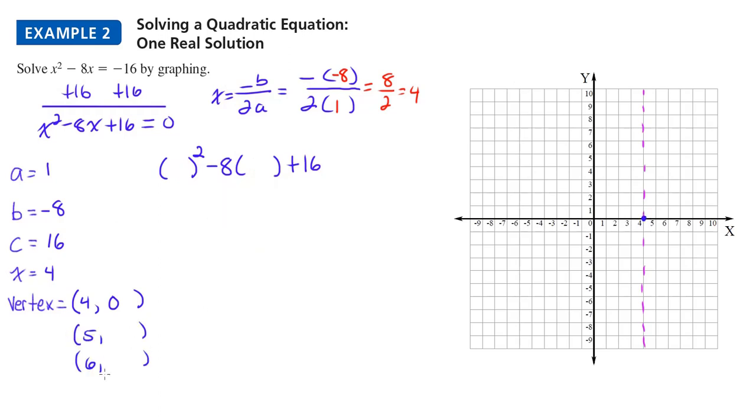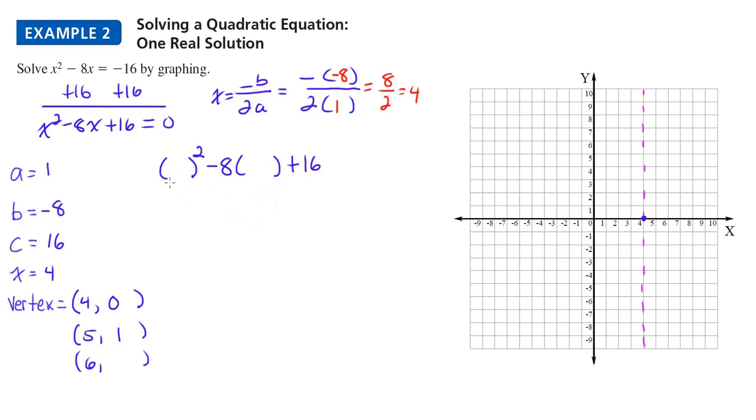So let's just go ahead and finish graphing this real quick. Let's move off to the right, where x is 5 and where x is 6. So we're going to plug in a 5 for x and work this out. 5 squared is 25. -8 times 5 is -40. Bring down the plus 16. 25 minus 40 is -15. And -15 plus 16 is 1. So where x is 5, y is 1.